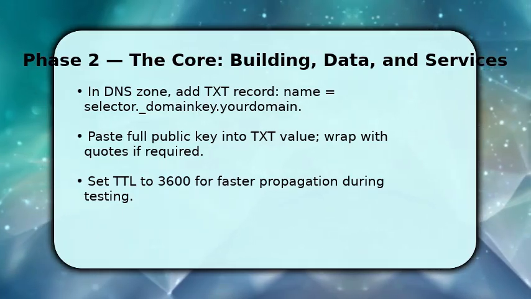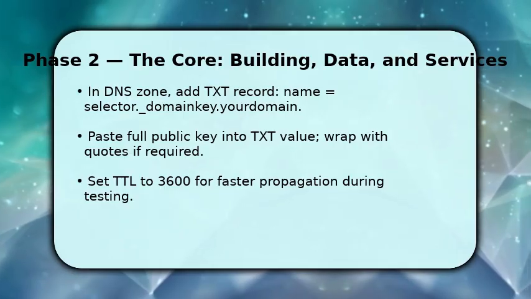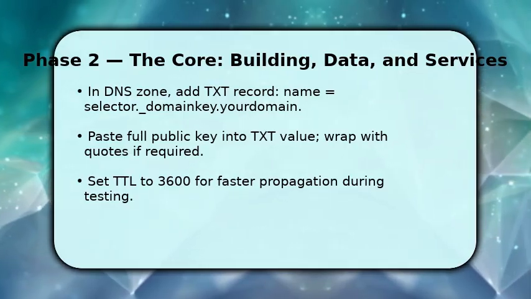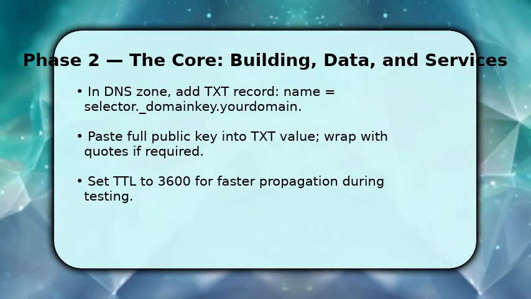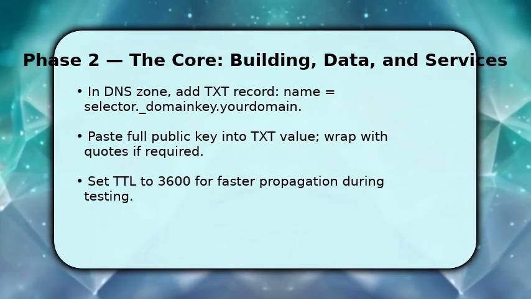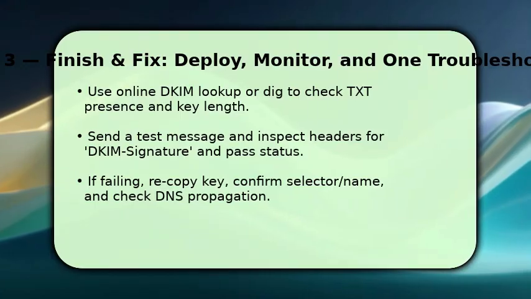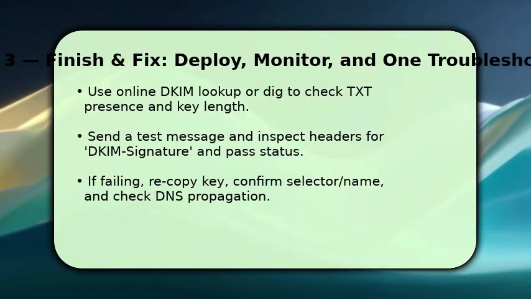This speeds validation. Then save the record and return to cPanel email authentication to enable DKIM so the mail server signs outgoing messages. Finally, verify that DNS propagated and the key is correct.